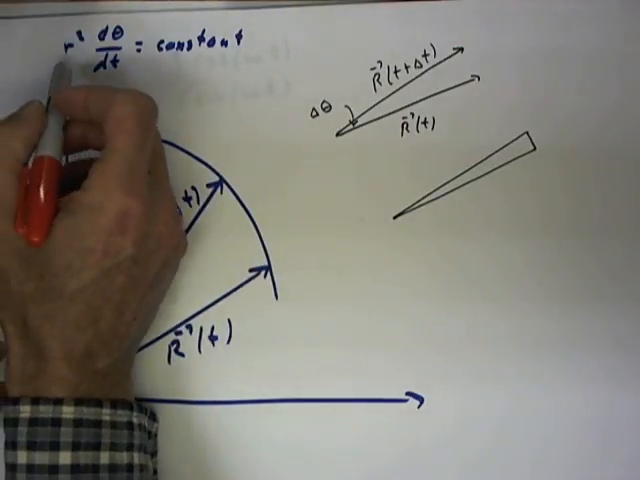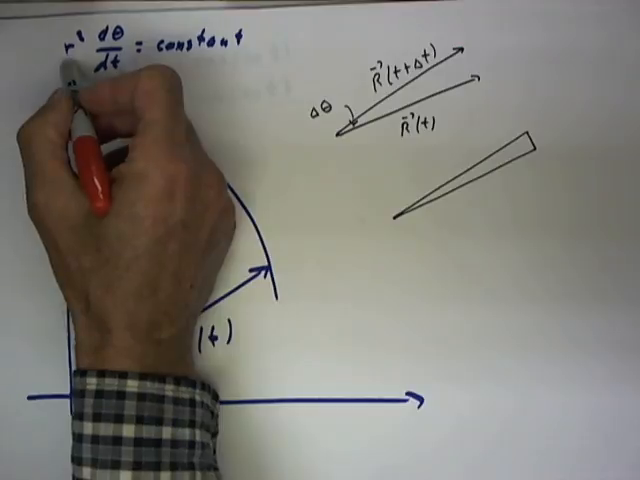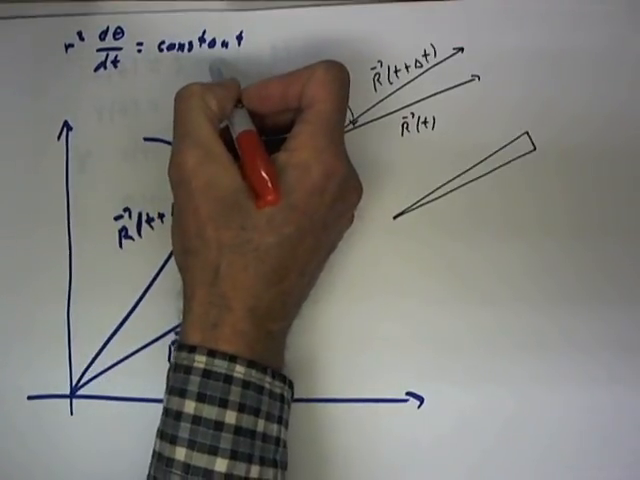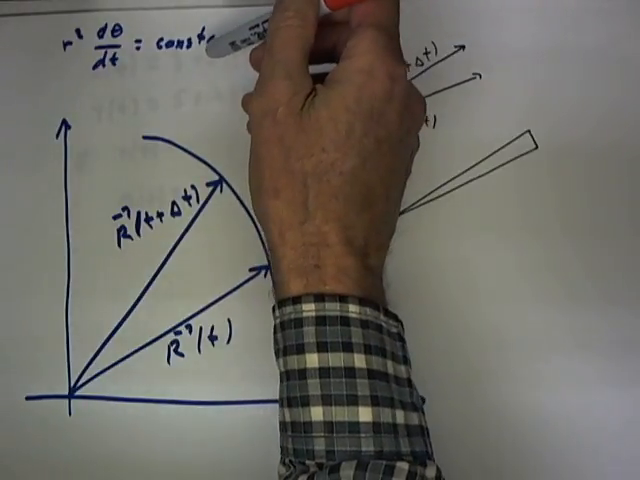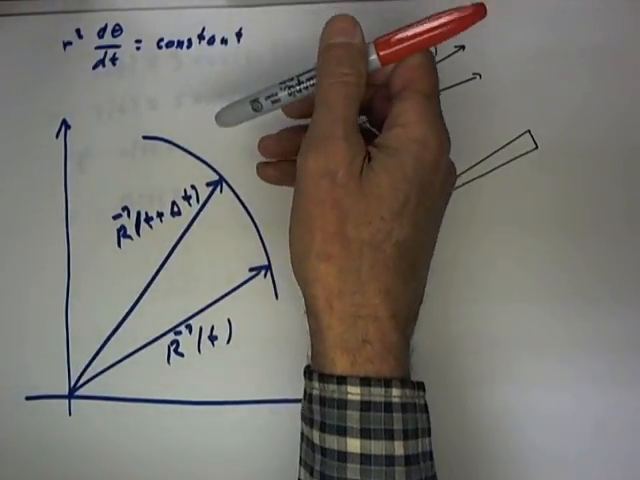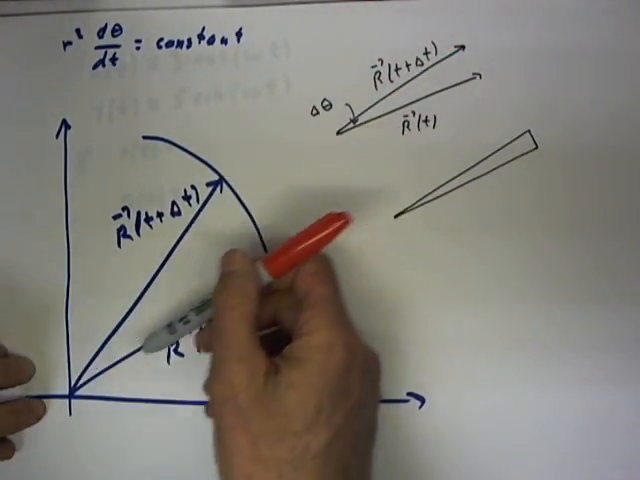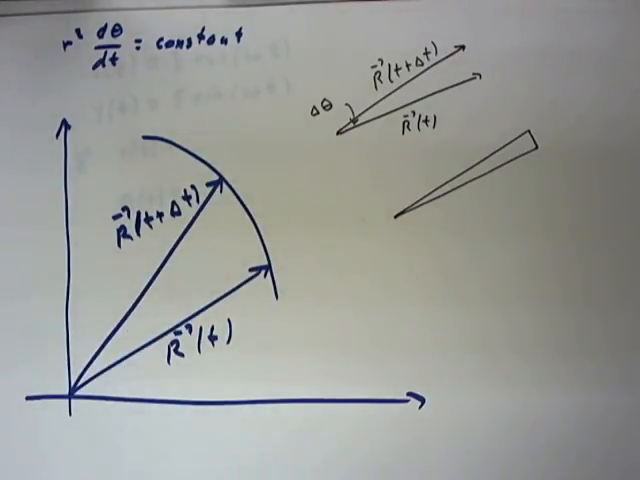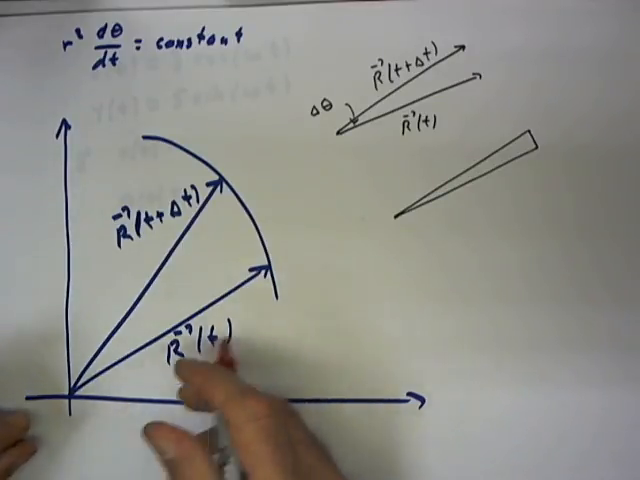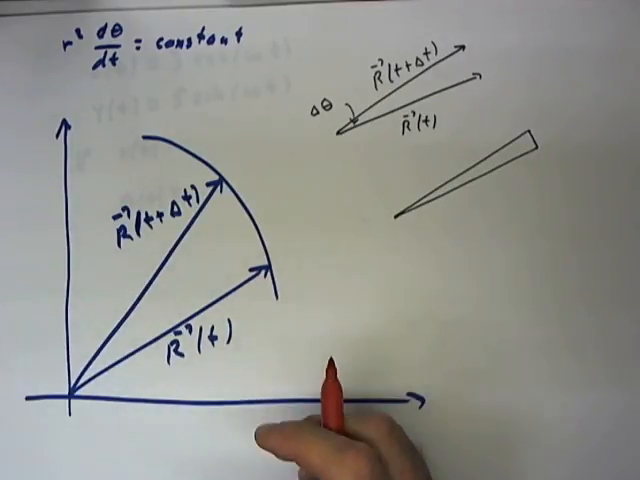We look at the implications of the fact that r squared d theta dt is constant, which again results from any system in which the net force is directed in the negative radial direction, particularly in this case, in the case of a gravitational force of one object toward another.